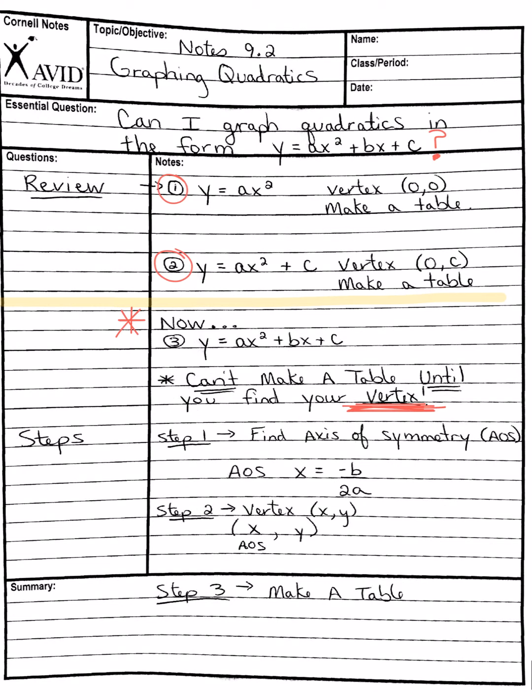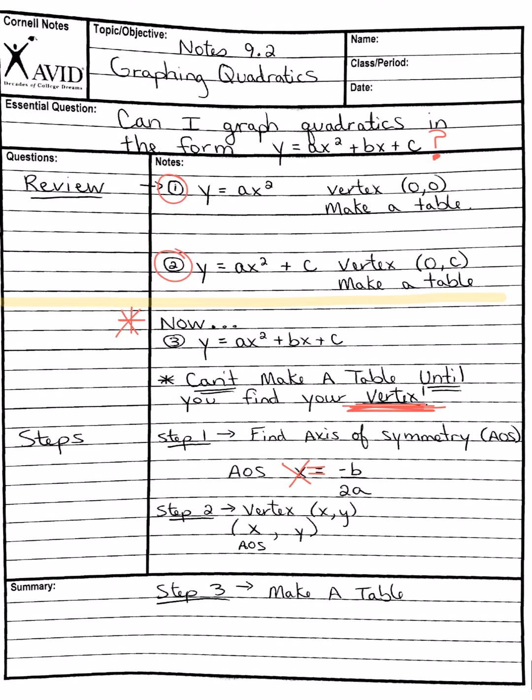How do we do that? Well, remember it's a line. So it's an equation. It's going to be in the form of x equals, and it's negative b over 2a. That's how we find it. So we have to know what our b is, and we have to know what our a is out of our equation. That's all step 1. Find your AOS, axis of symmetry.